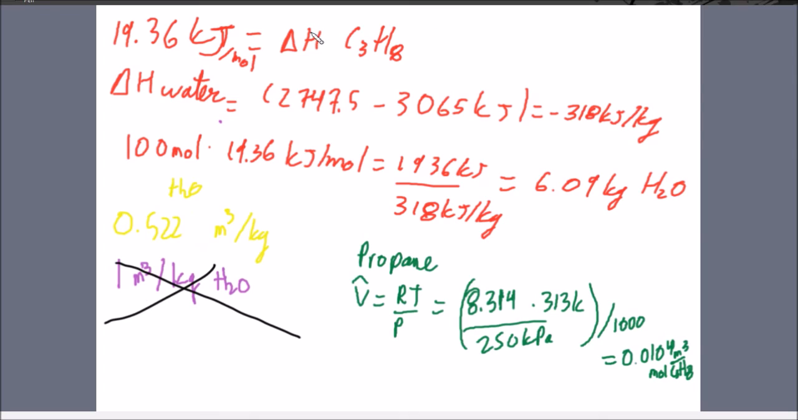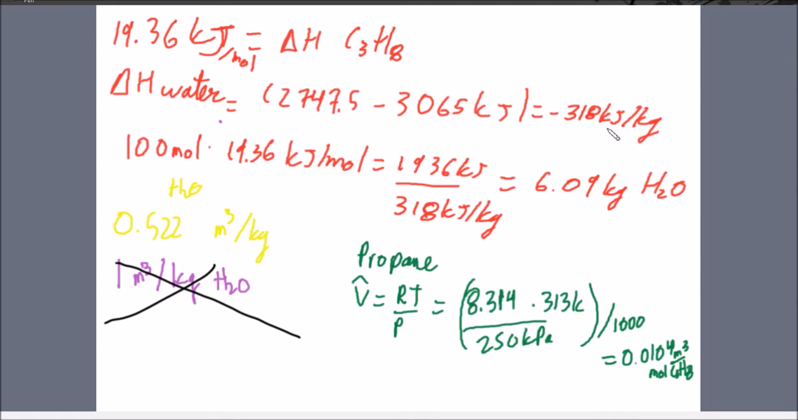Now for question C. What does this 19.36 kilojoules per mole mean? It means that for that amount of propane, at that temperature interval and that pressure, that's how much energy you need from the water to heat it. The water's change in enthalpy is super easy. It was simply taking those two reference numbers, H out minus H in. You do 2747.5 minus 3065 kilojoules, which gives you negative 318 kilojoules per kilogram. That's your change in enthalpy for water.